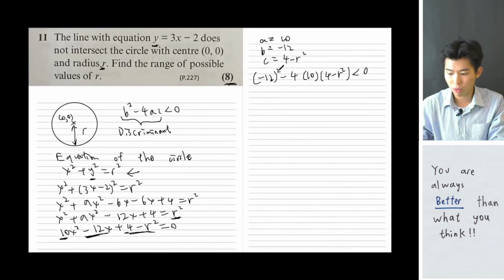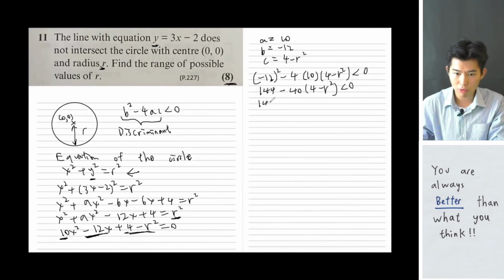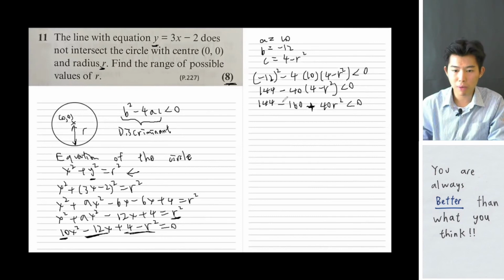Minus 12 squared would be 144, minus 40 times (4 minus r squared) smaller than 0. 40 times 4 would be 160, and then plus, because a minus sign times a minus sign will be positive, 40 r squared smaller than 0. And 144 minus 160 would be minus 16. So it would be 40 r squared minus 16 smaller than 0.